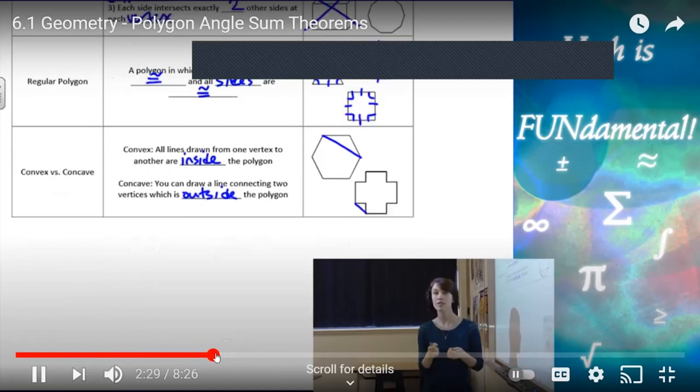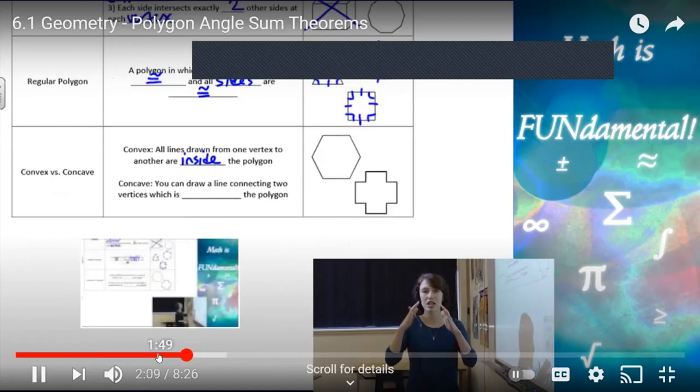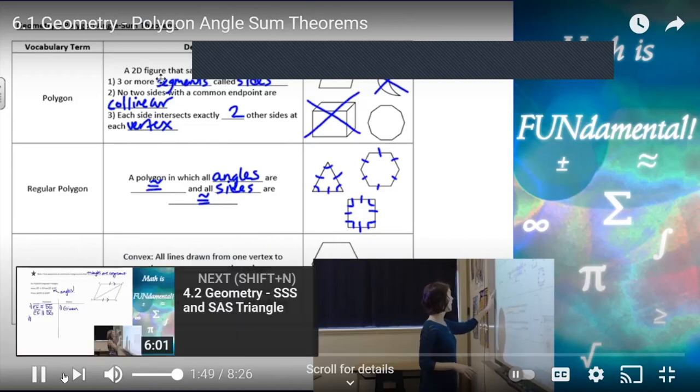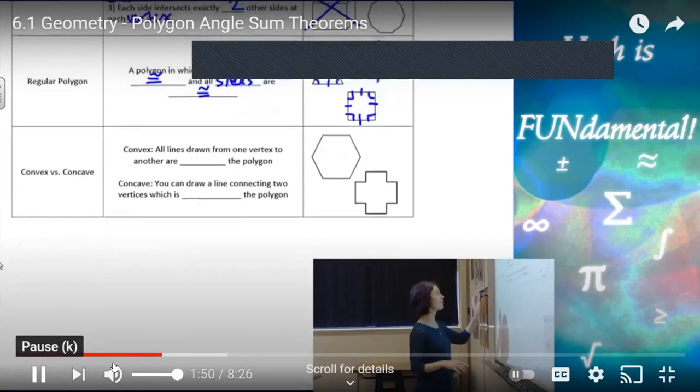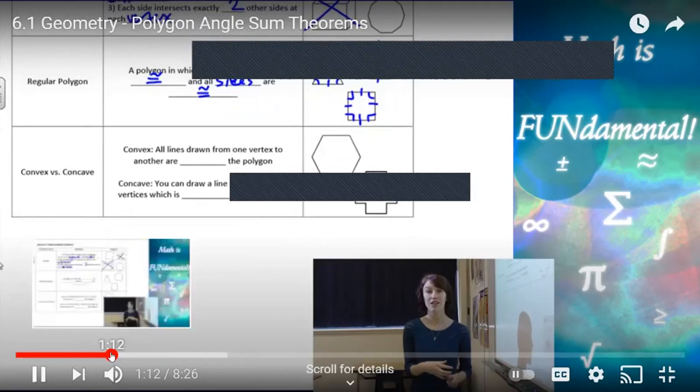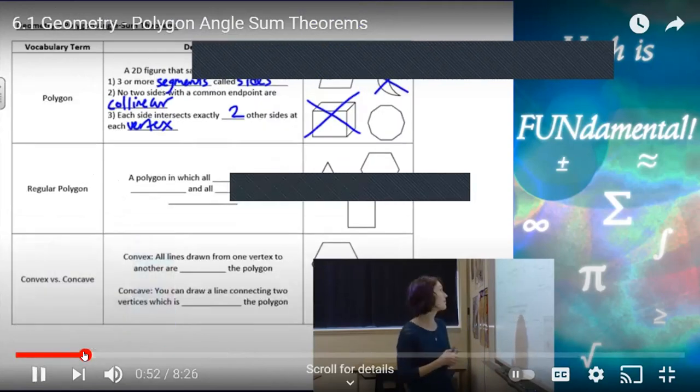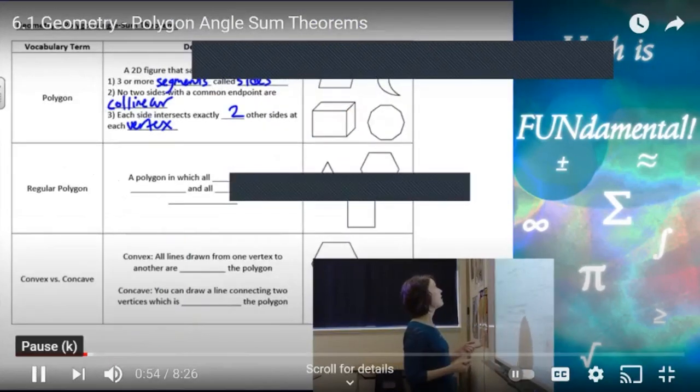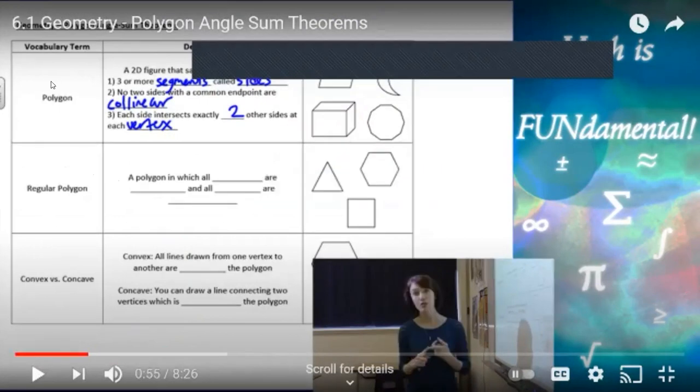I can connect those two vertices, but that line is outside the shape. All right, and the last vocab term we have is convex. So if we look, we have to make sure it satisfies all three conditions. Yes, talking about polygon.